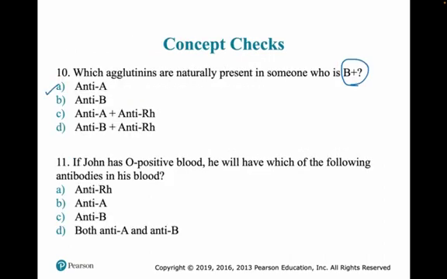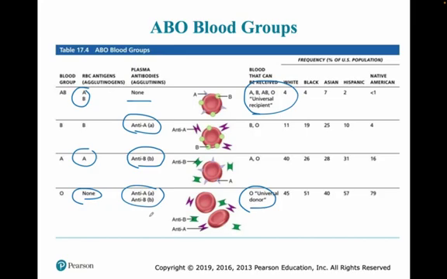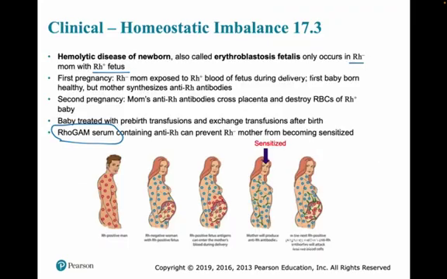The next one: if John has O positive blood group, which of the following will be his antibodies? Now go back to the slide and remember, and then figure out what antibody he has. Remember, he has O blood group. So work that out yourself.